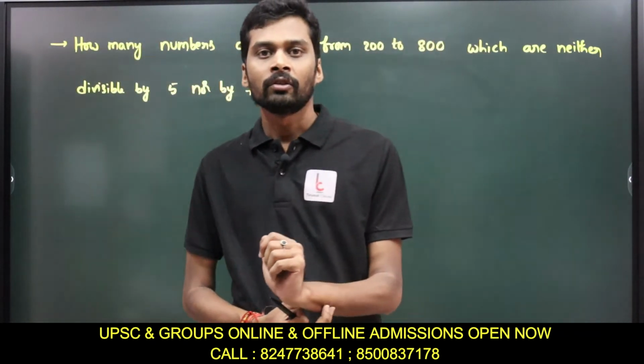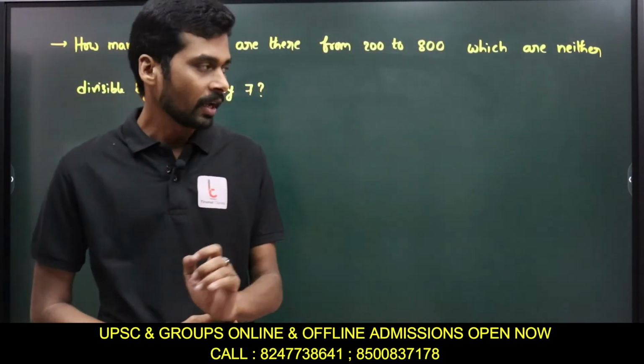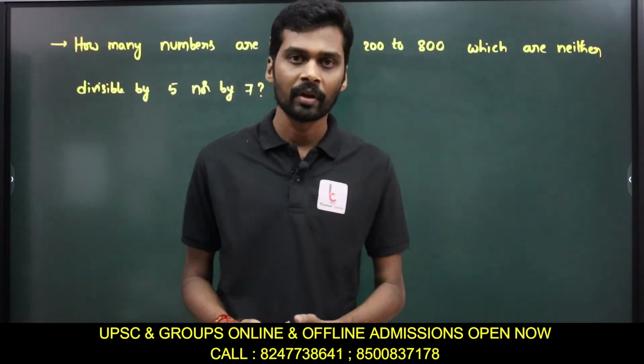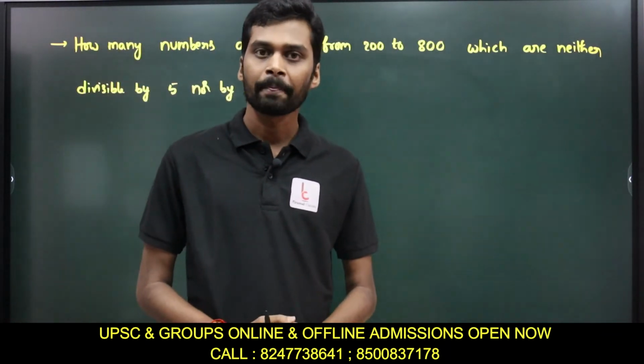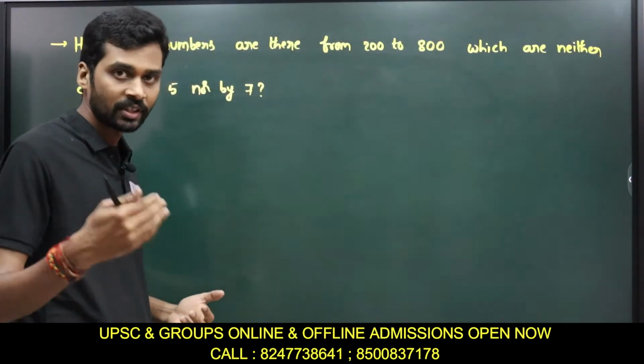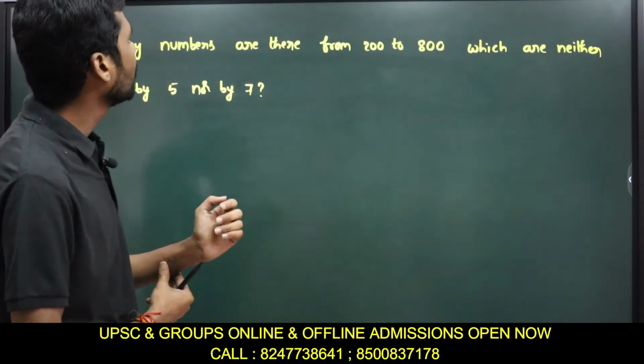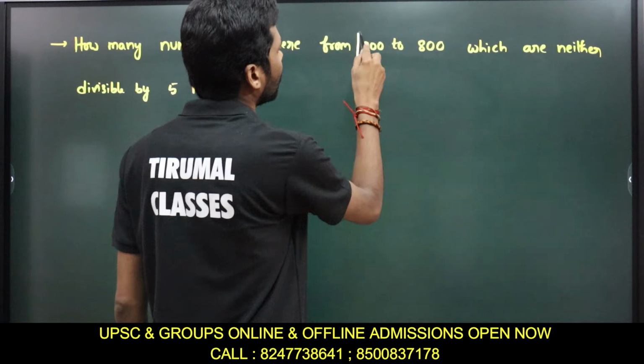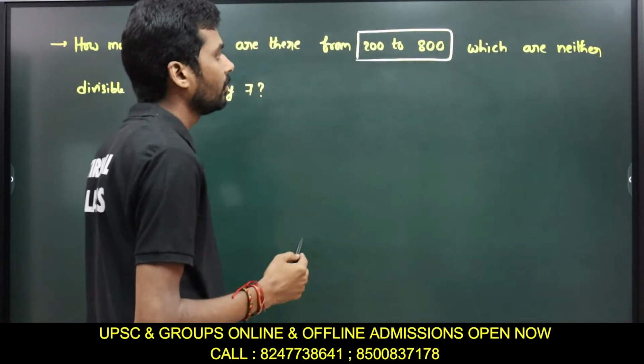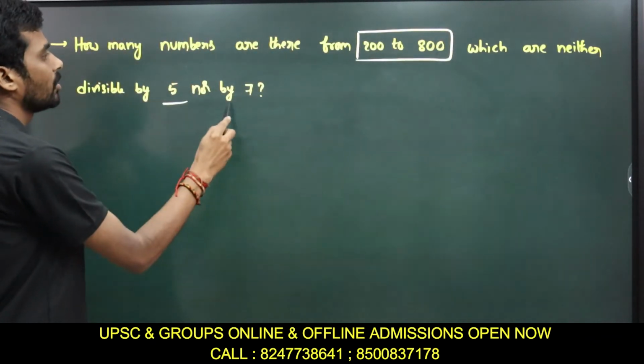Okay, so you do one thing: pause the video and try this one, because we have already done enough problems on this. So how many numbers are there from 200 to 800 which are neither divisible by 5 nor divisible by 7?